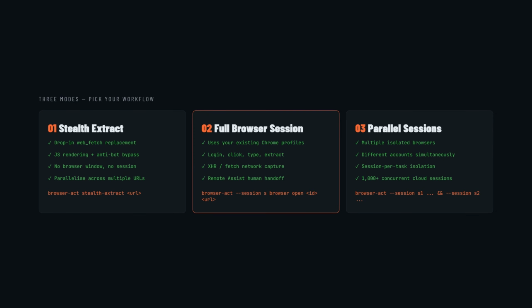3 modes. Stealth extraction. This is your drop-in replacement for web fetch on any JavaScript heavy or bot protected page. Full browser automation for when you need to log in, click through multi-step workflows, or extract data that loads dynamically, and parallel sessions, multiple isolated browsers running simultaneously for different accounts or tasks.